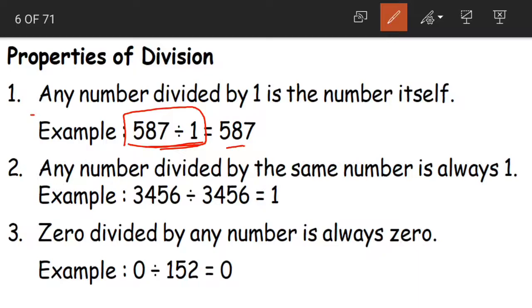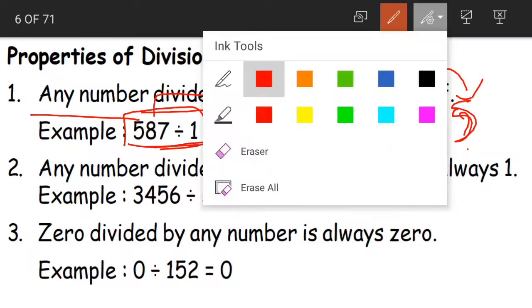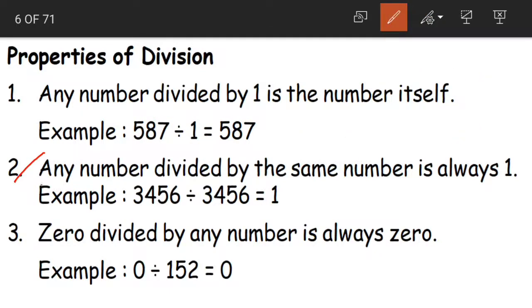And you do not remember this property, any number divided by 1 is the number itself. Now what to do? You take a smaller number, say 5. 5 divided by 1 is equal to how much? It is 5 only. So what can we understand from there? That when we divide a number by 1, the answer will be the number itself. So here the answer will be 587 only. Clear children?